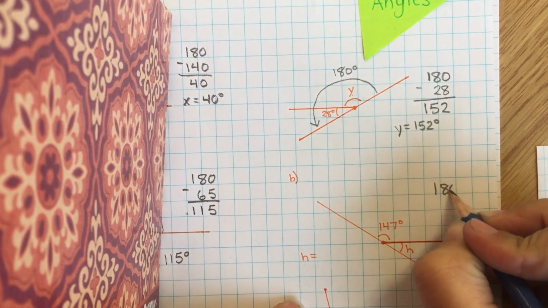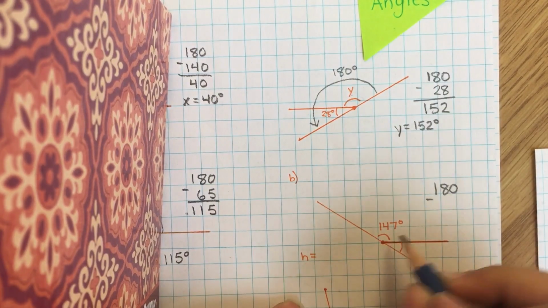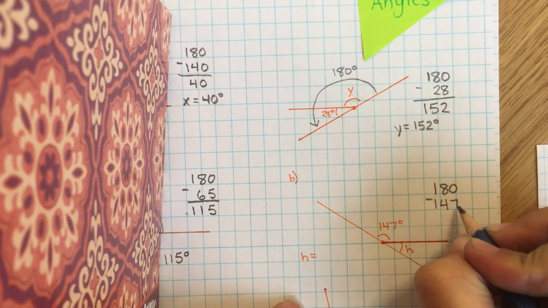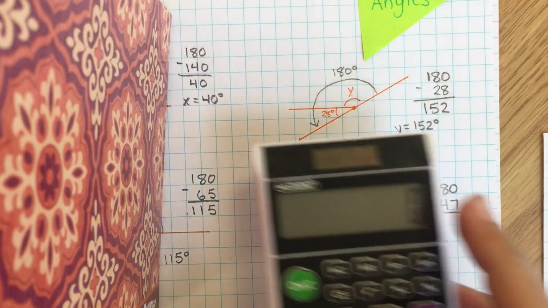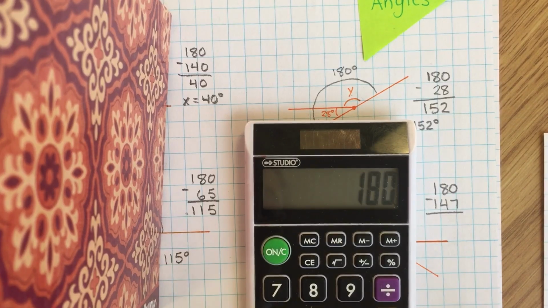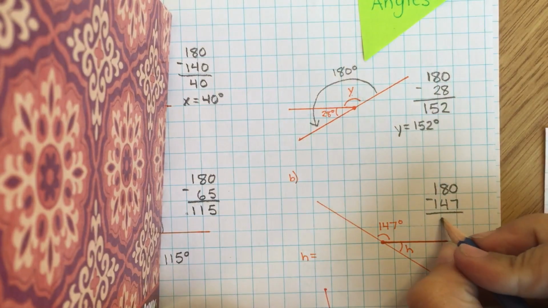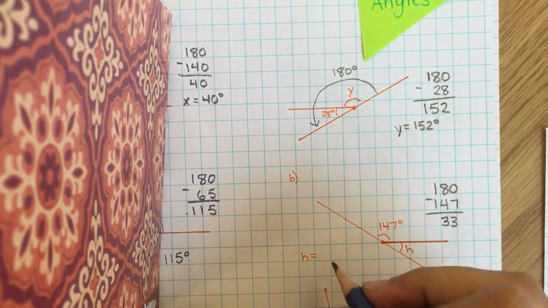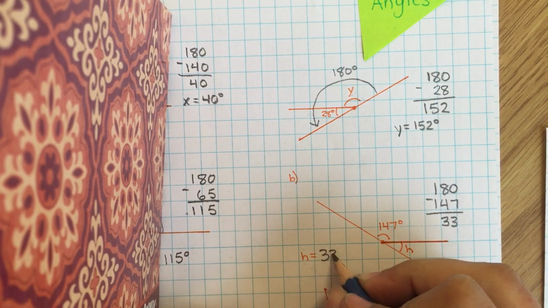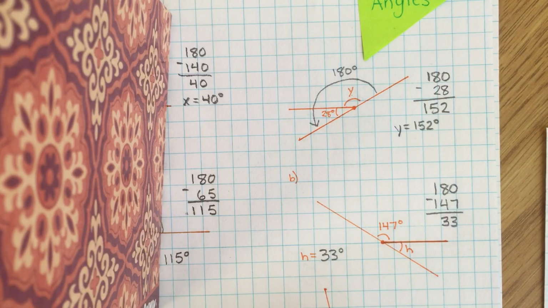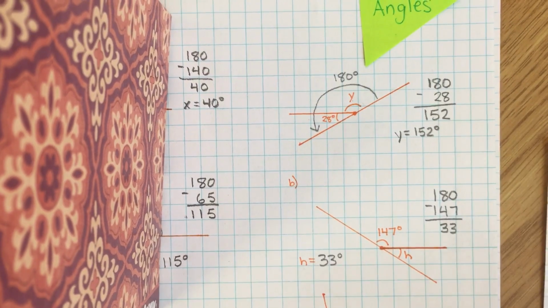So we're going to start with that total, subtract the part of the angle that we know. Use that calculator if you need to. It's a good strategy. And we're left with the part that we didn't know. That tells us that h is worth 33 degrees. Okay, let's try one that's a little bit trickier.